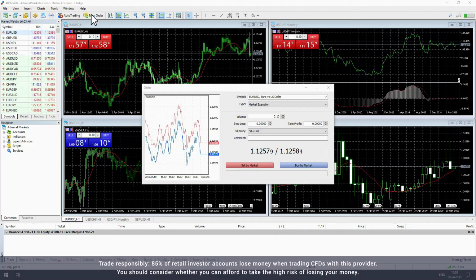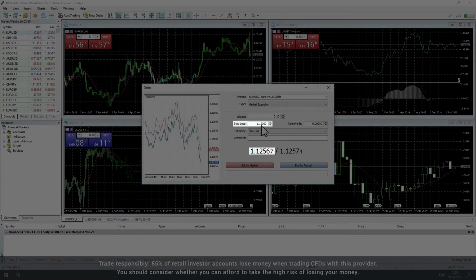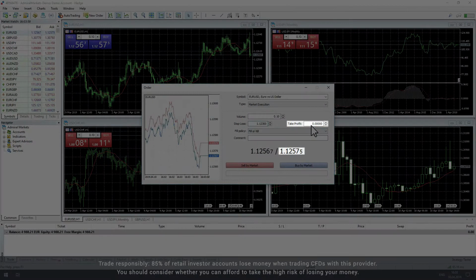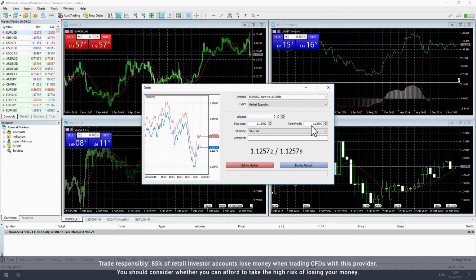In this example, we'll open a buy trade, which means we'll add a stop loss price that is lower than the current sell price. This means that if the price drops to this level, the trade will close automatically. For the take profit, we will choose a price that's higher than the current buy price. If the price increases by this amount, the trade will close automatically and the profits will be added to our trading account.